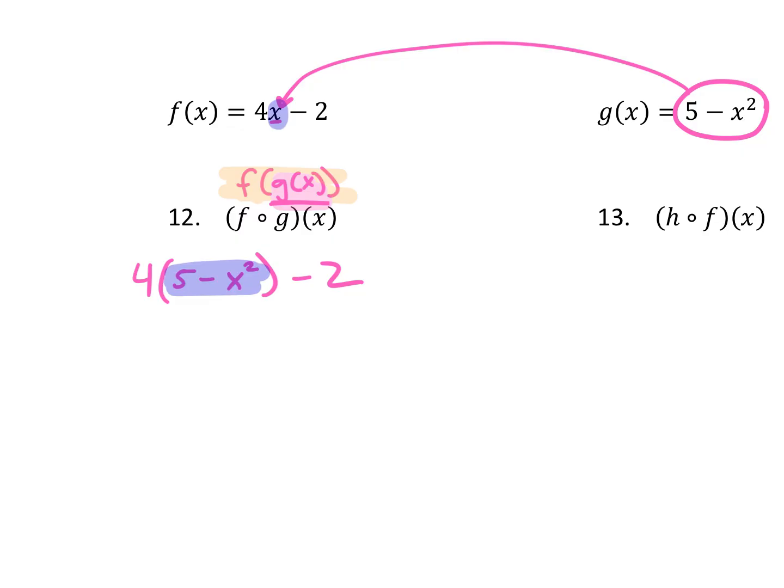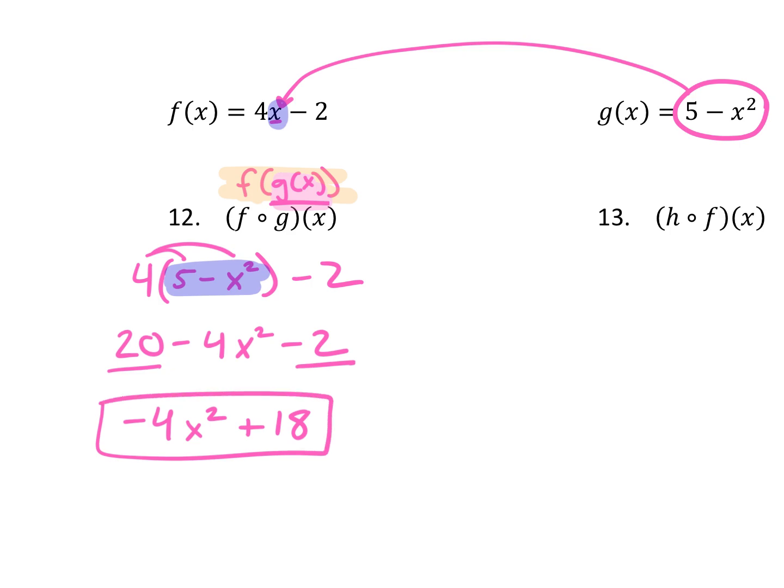Now let's simplify. What would we do to simplify here? Distribute. So 20 minus 4x squared minus 2. What else could we do? Combine like terms. So negative 4x squared plus 18. Awesome. So that would be your answer.